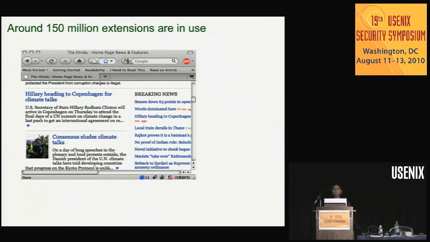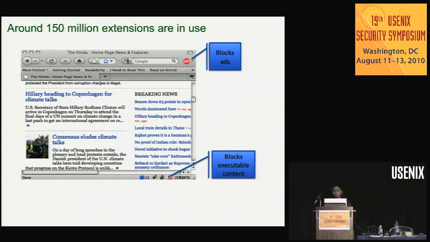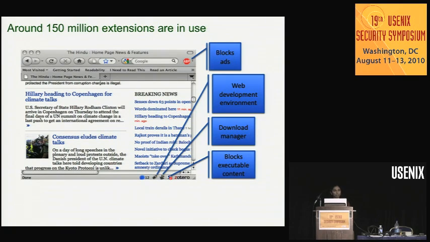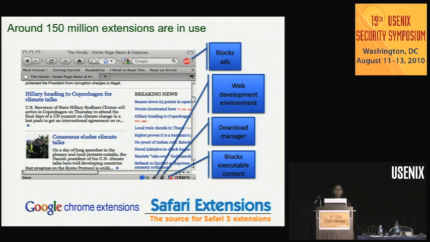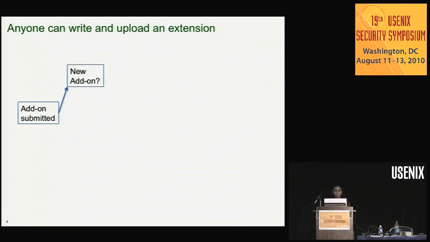These extensions provide a variety of functionality, right from changing the look and feel of the website to providing complex functionality like adding security to the browser's content, blocking ads like the AdBlock Plus extension. NoScript extension is very popular. It blocks all kinds of script on the page. Then there are other extensions which provide web development environments like Firebug and download managers. And there are several other uses of these extensions. Looking at Firefox's popularity, even Chrome and Safari have introduced support for browser extensions.